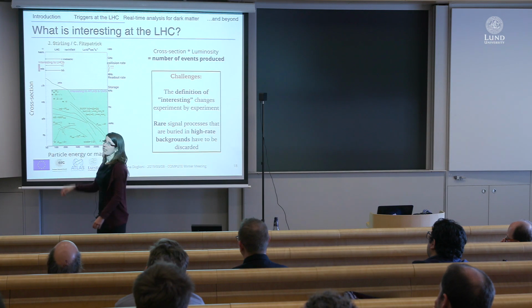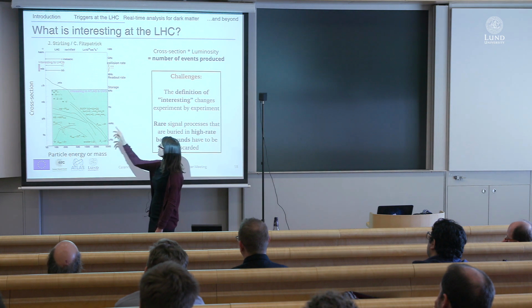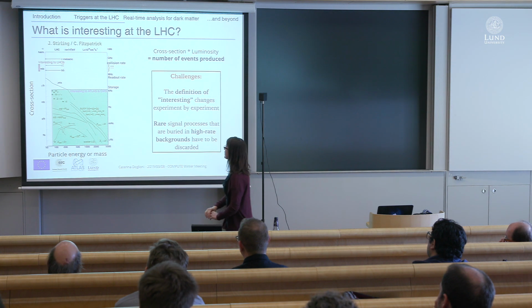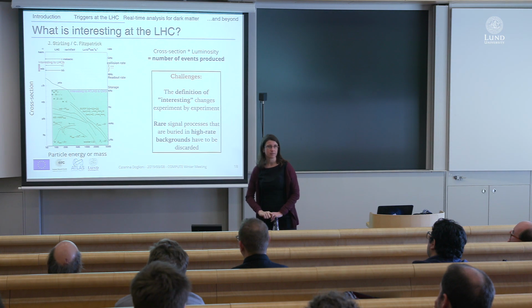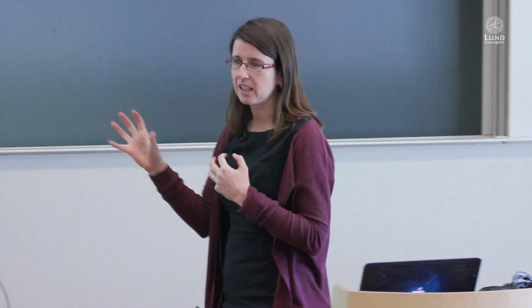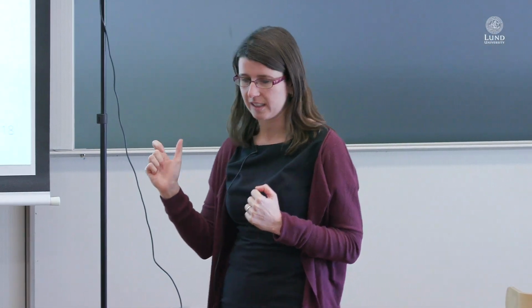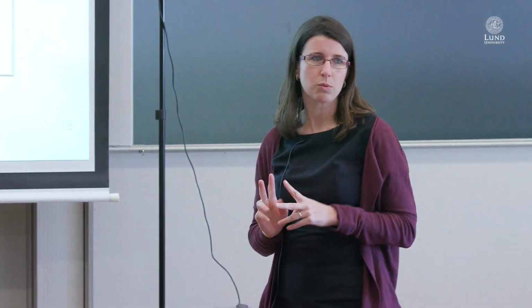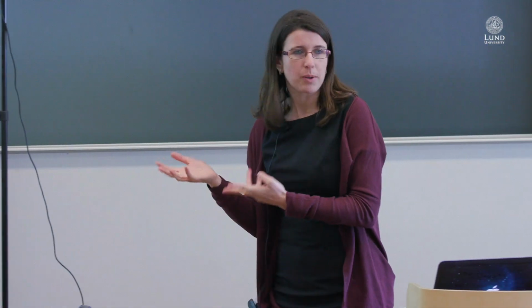So we can't take all the Higgs bosons, but for example, I really like these things called jets. I'll explain what they are. And we can't take all the jets. We have to discard some of them. So if I have a signal process that looks like jets, for example, a new particle that is kind of like the Higgs boson, but not exactly the same, that decays into 2 jets, then I will probably be discarding that signal as well, together with all my other jets. So this is a rare signal process that is buried in a high-rate background, and it has to be discarded.